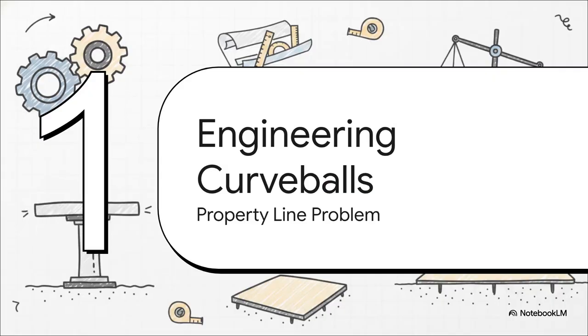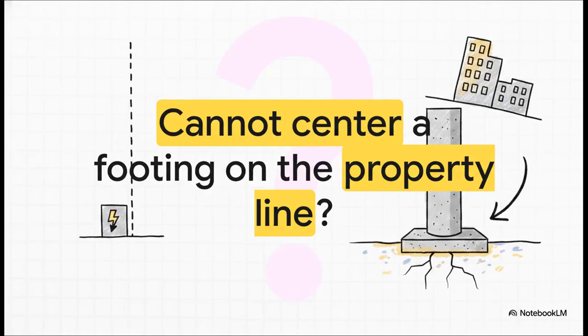Section 3. Engineering curveballs, the property line problem. So what happens when things don't go according to plan? Imagine you have to build right up against a property line, or maybe an immovable utility line, and you absolutely cannot center your column on the footing. If your column sits on the very edge of the concrete pad, it creates a massive, eccentric load. This generates a huge overturning moment at the base. Essentially, this uneven weight distribution genuinely threatens to tip the entire building over. It's an engineer's worst nightmare.